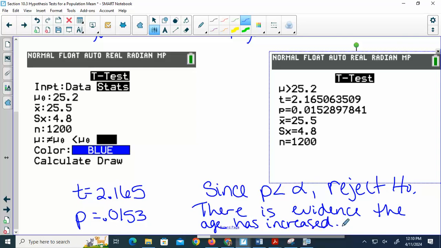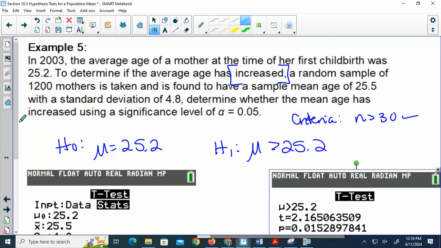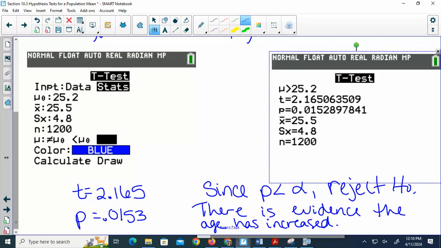Okay, so we have statistical evidence. We rejected our null. Practically, let's think about this. If I said the mean was 25.2 years, and now it's 25.5 years, is that really much of a difference? No, you're still 25 years old, it's just a couple months later. So, statistically, yes, the age has increased. Practically, does it really mean anything if you're a few months older? No, not really. So just keep that in mind. Even though you might get a reject, it's not always an earth-shattering result. Sometimes it really isn't much of a difference at all.